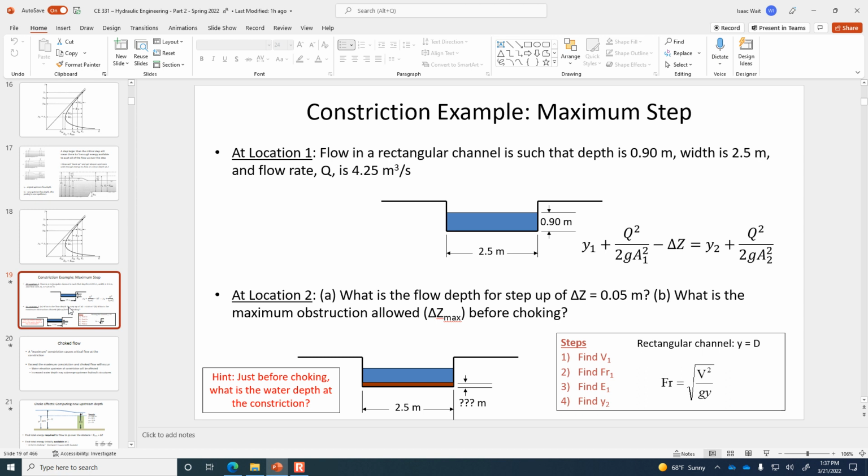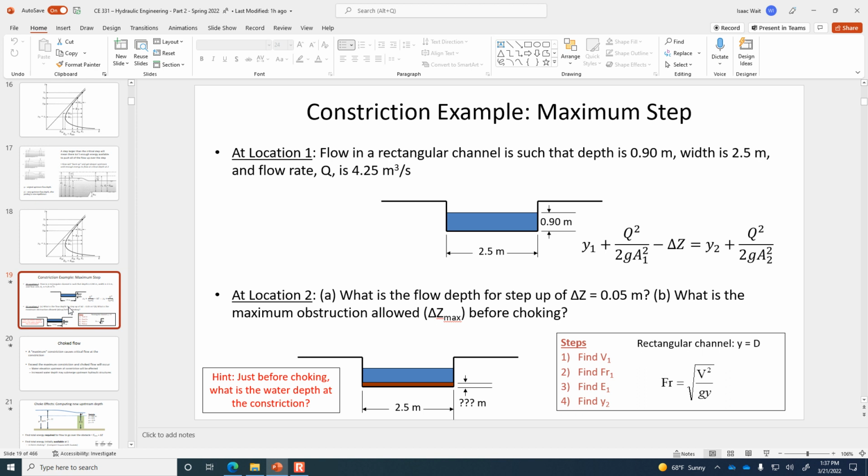And we know the depth at 1, that was a given. The velocity at 1, we know that from before, from part A, what we got was that the velocity at 1 was 1.889 meters per second. We calculated that in part A. So we know Y1, we know V1, we know Yc, we've just calculated that. We know the velocity at 2, so the only unknown is the delta Z max.